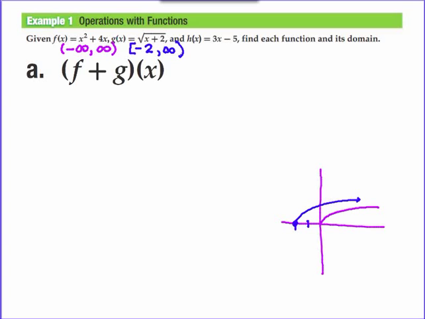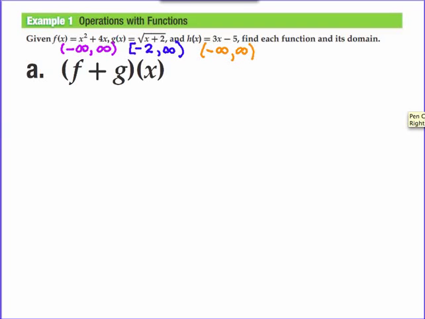Okay, h of x. What can you tell me about h of x? What's that a graph of? A line. Line with slope what? 3, y-intercept? -5. So this one, since it's a line, it will be negative infinity to positive infinity. So by doing that, we've made our job much easier, especially on the following problems.